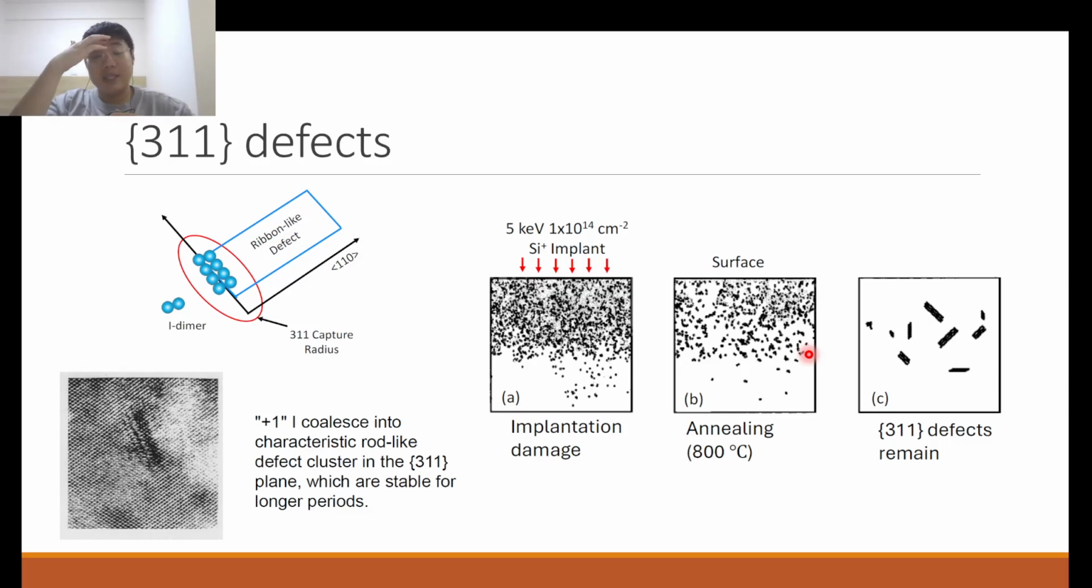This is because +1 interstitials, they don't just float around indefinitely. They tend to group together in the 3-1-1 direction. So if we use a transmission electron microscope and image the silicon with a certain zone axis that allows for the capturing of these 3-1-1 direction defects, you will see these defects appear on the TEM image. Right? So these defects are also called 3-1-1 defects, due to their direction, and these play the main role behind transient enhanced diffusion, which we'll see later.